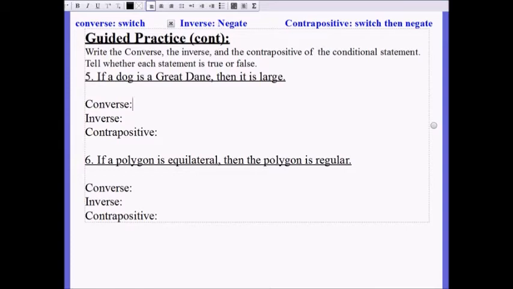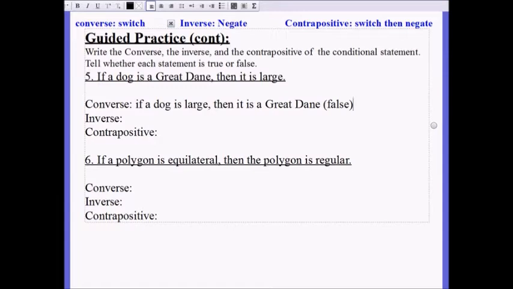So converse, if a dog is large, okay? I'm switching my if and then statement. So if a dog is large, then it is a Great Dane. Now remember I told you in the last section that if I can prove one case to be contrary or false, then the whole thing is false. So my conjecture is if a dog is large, then it is a Great Dane. I can tell you right now that that is false.